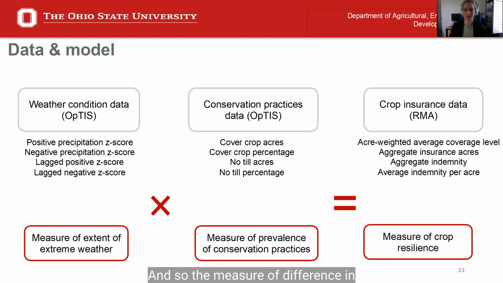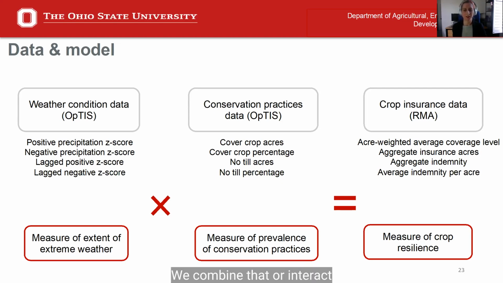And so the measure of difference in the county's weather during that growing season as it compares to the average of that county's weather across all past growing seasons. And so the farther the current year deviates from the mean, the more extreme we consider that precipitation event to be. And so we use that to decide how extreme the weather is in that county in that growing season.